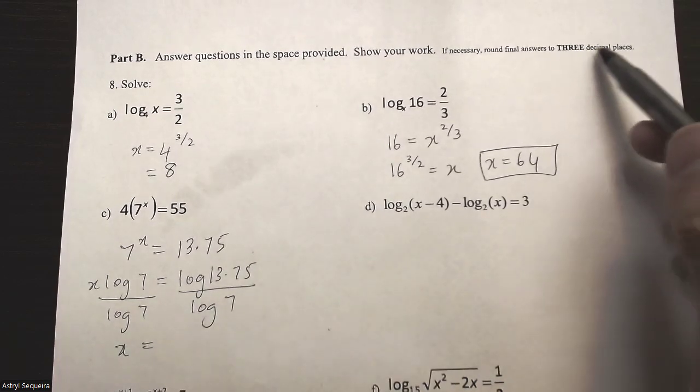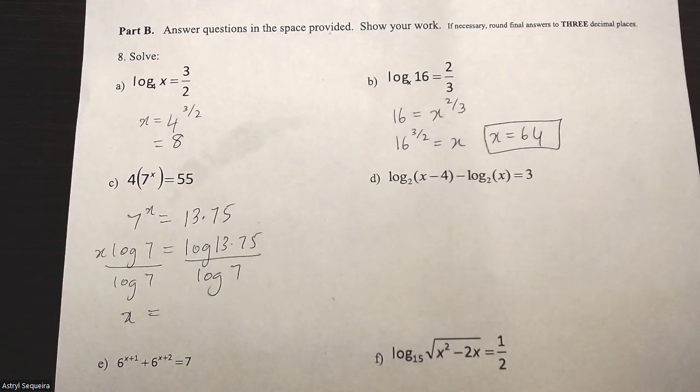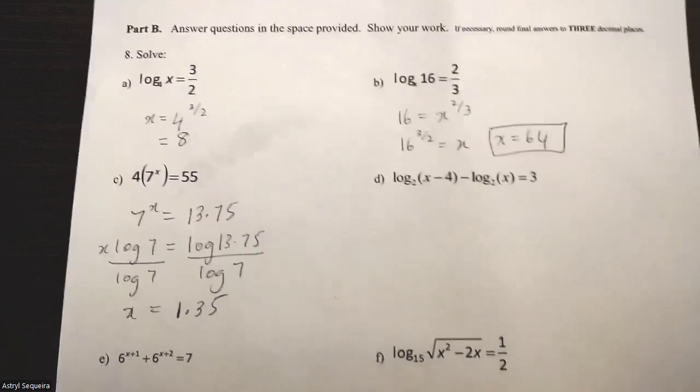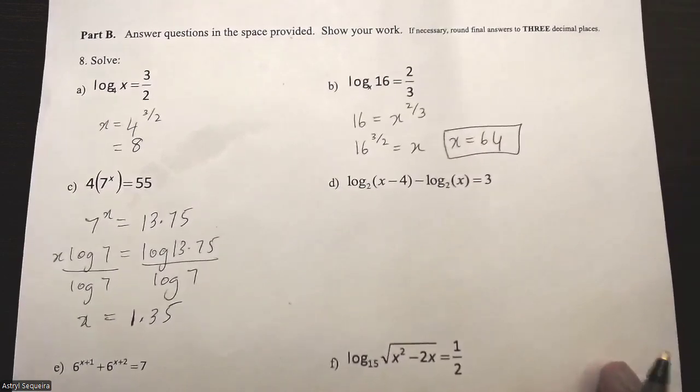and the question says to round to 3 decimal places if necessary, so I will put that in my calculator and round to 3 decimal places, and I get 1.35, because the next term will just be a 0.